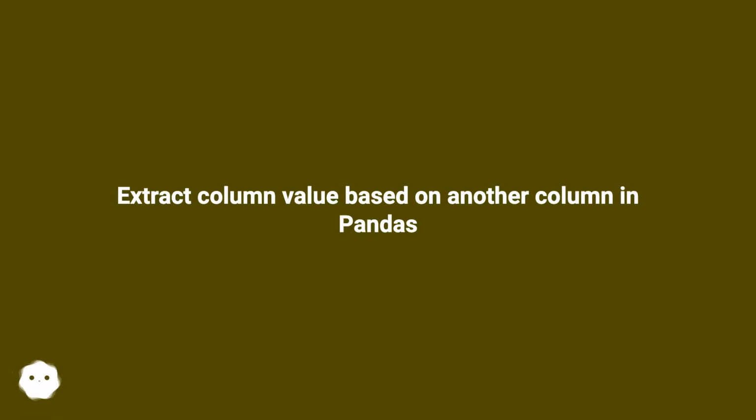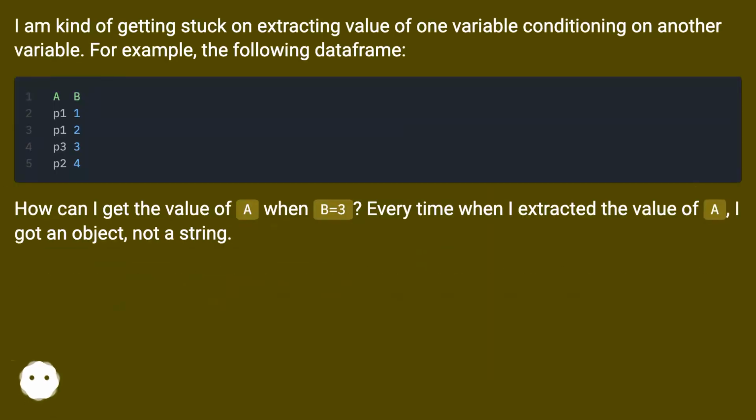Extract column value based on another column in Pandas. I am kind of getting stuck on extracting the value of one variable conditioning on another variable. For example, the following data frame. How can I get the value of a when b equals 3? Every time I extracted the value of a, I got an object, not a string.